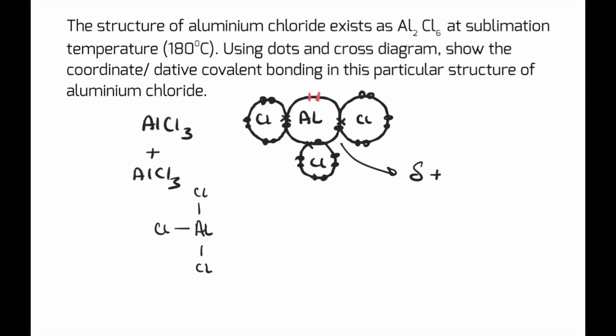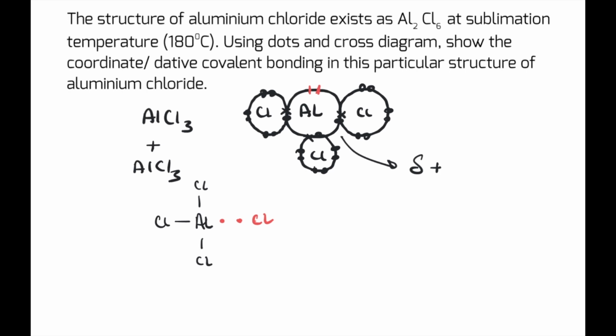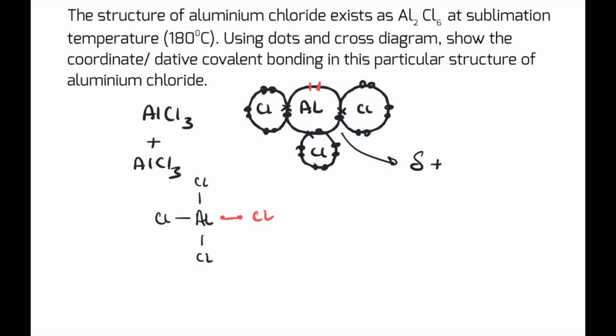Now what tends to happen is that you take another aluminium chloride molecule, such that the first aluminium receives a pair of electrons. I'm just going to draw this using another color. That can only happen if the chlorine of the second aluminium chloride molecule ends up sharing its pair of electrons, because at the end of the day chlorine has an excess of electrons.